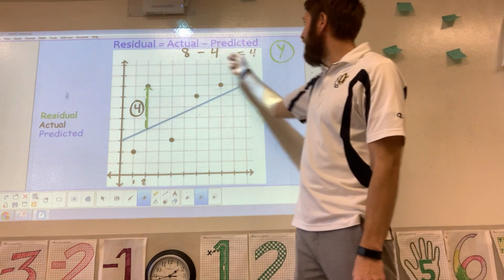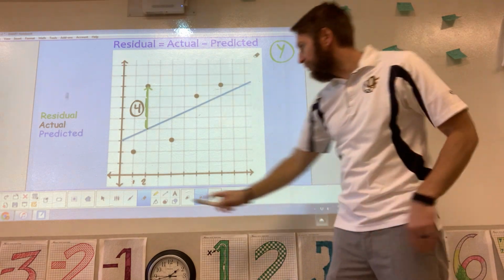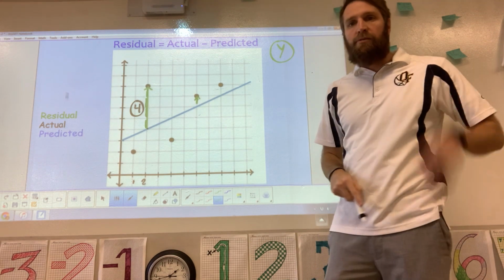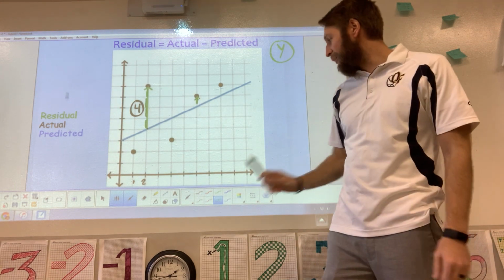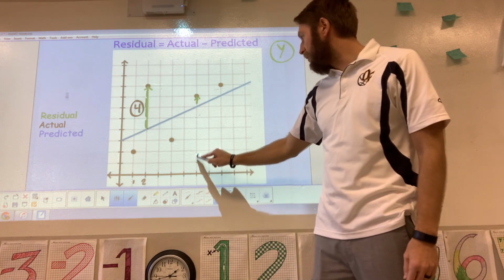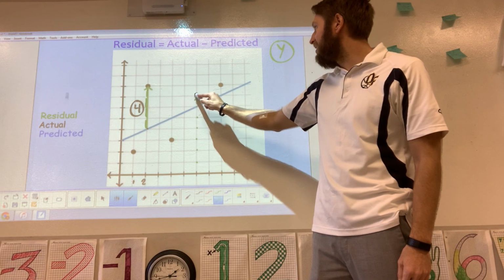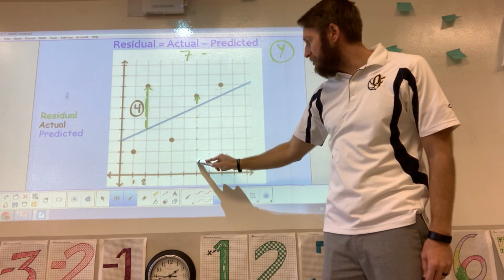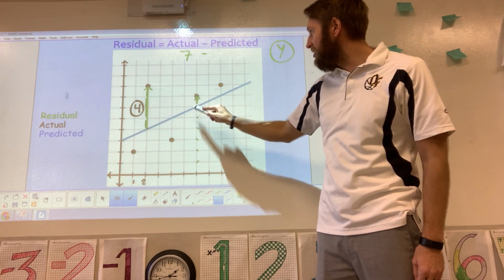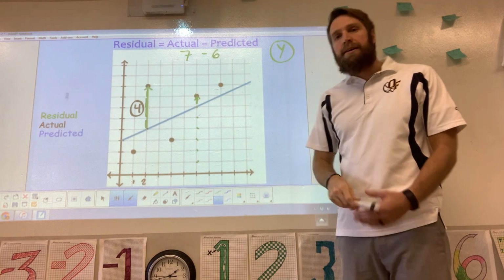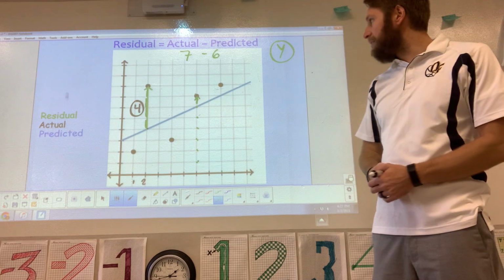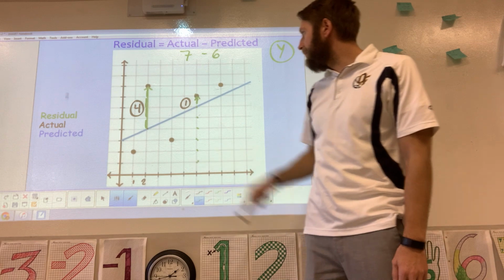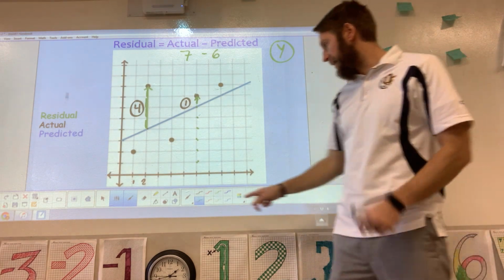Cool, let's go ahead and take a look at all the positive residuals. Right here, I have a positive residual of 1. How do I get that? I take the actual data, 7, and I subtract the predicted amount on the line of best fit, 6. So the actual data minus the prediction from the line of best fit. So 7 minus 6, that gives us our 1. Okay? I think you can do the rest of the positive ones over there.